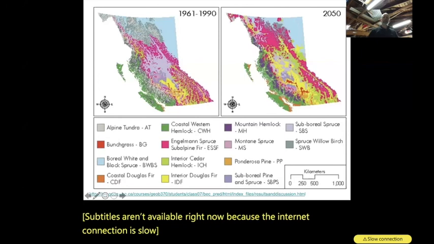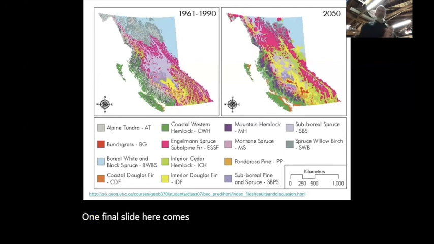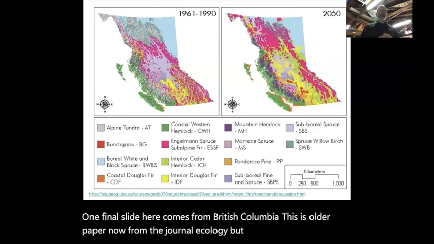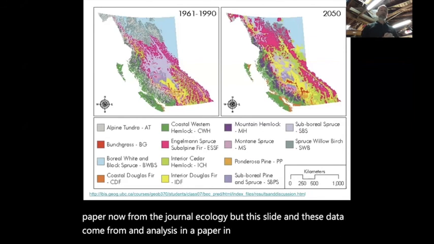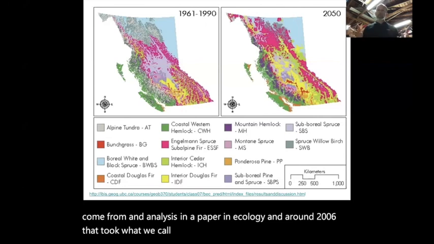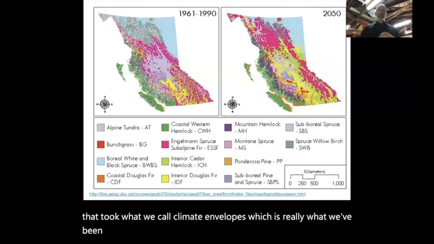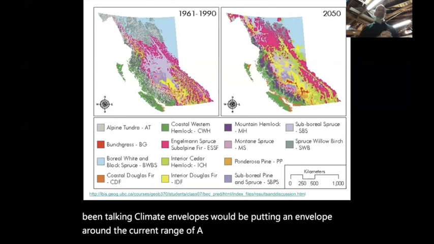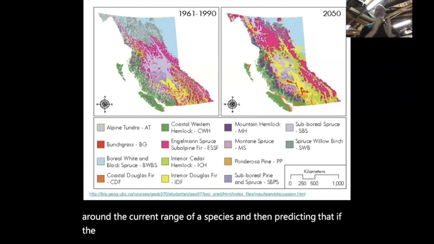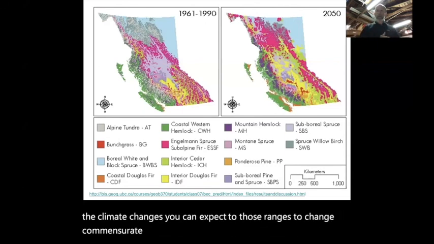One final slide here comes from British Columbia. This is an older paper now from the journal Ecology, but this slide and these data come from an analysis in a paper in Ecology around 2006 that took what we call climate envelopes, which is really what we've been talking about. Climate envelopes would be putting an envelope around the current range of a species and then predicting that if the climate changes, you can expect those ranges to change commensurate with what we already see on the landscape.